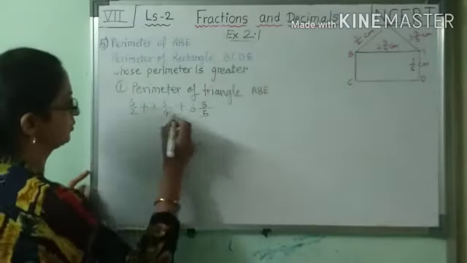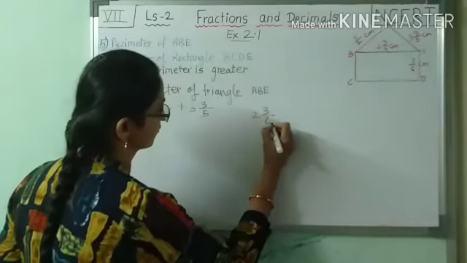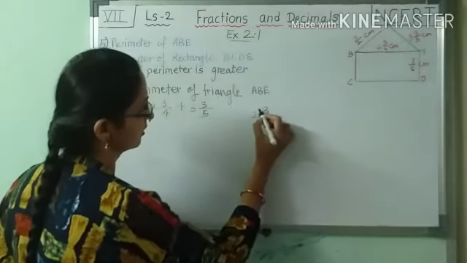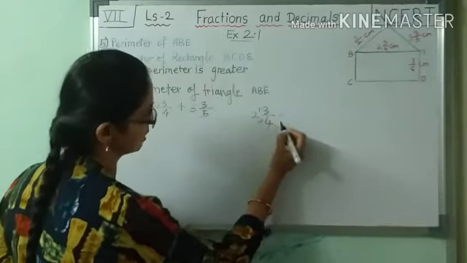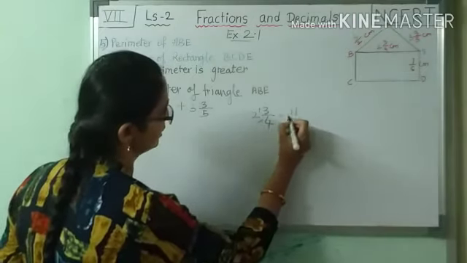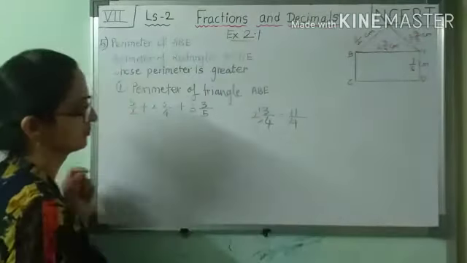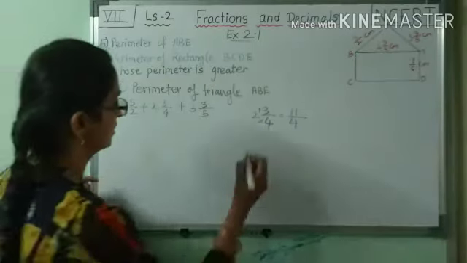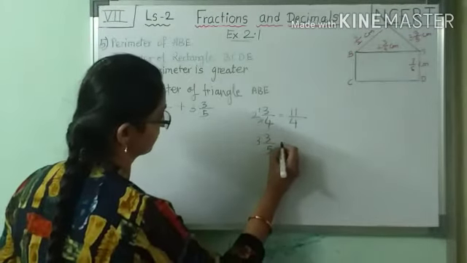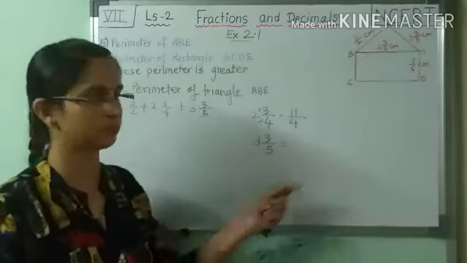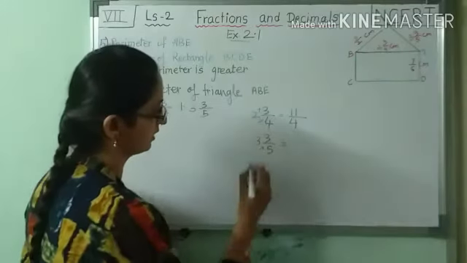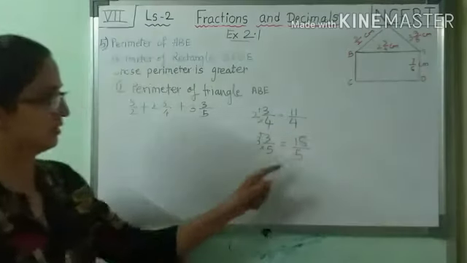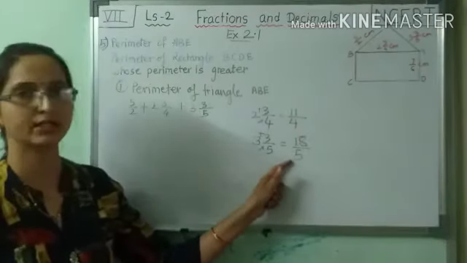So first of all, 2 and 3/4. How to convert? Multiply these two numbers, that is 2 4s are 8, and add 3 in this multiplication. So 8 plus 3 is 11. Write the denominator as it is. So here 11/4 in place of 2 and 3/4. Now for this 3 and 3/5, convert this mixed fraction into an improper fraction. 3 5s are 15. 15 plus 3 is equal to 18/5. So here we got 18/5.